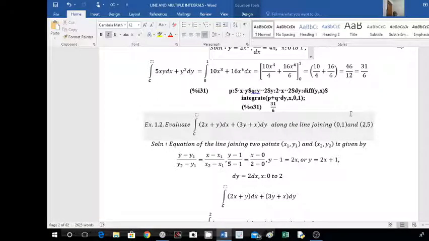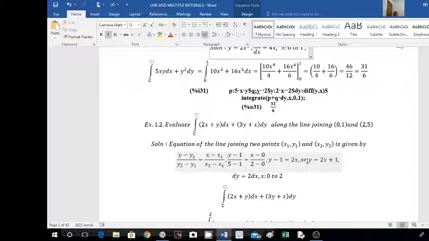And we know how to find out the equation of a line passing through 2 points. That is the 2-point formula. y minus y1 divided by y2 minus y1 equal to x minus x1 divided by x2 minus x1. This is our x1 y1 and this is our x2 y2. Substituting here and simplifying, I am getting y is equal to 2x plus 1. So that means this is the curve here.